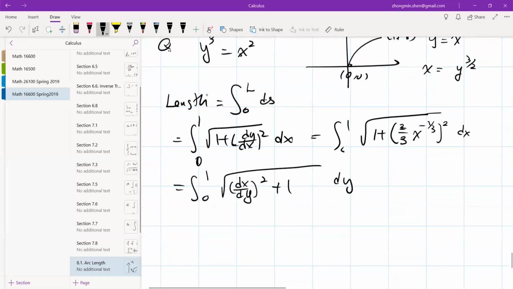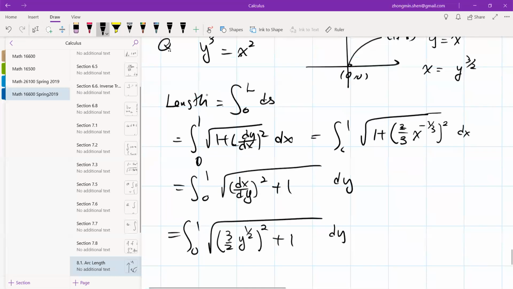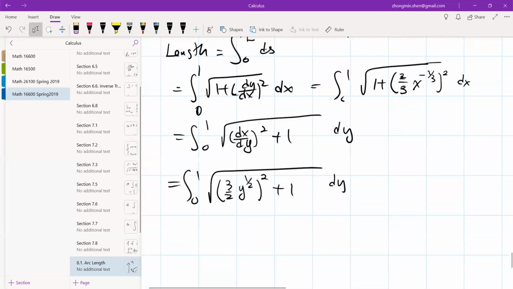Now in this case, you get another integral, right? The derivative of x with respect to y would be 3/2 y to the 1/2, squared, plus 1. And you will see that this is maybe much simpler, because when you square it, it's 9/4 y, and here it's just y, a linear function. So sometimes when you change the variable, you simplify the integral.